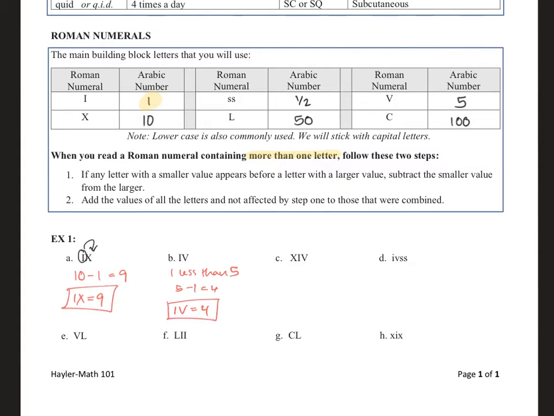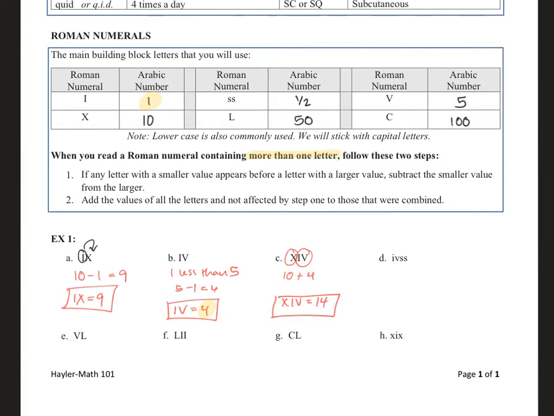So XIV. We have the X, so there's no smaller number before that. That's going to be 10, and then we're going to add to it IV, which we already know is 4. So 10 plus 4 is going to be 14. Let me just back that up and write it nicer. So XIV is going to equal 14.